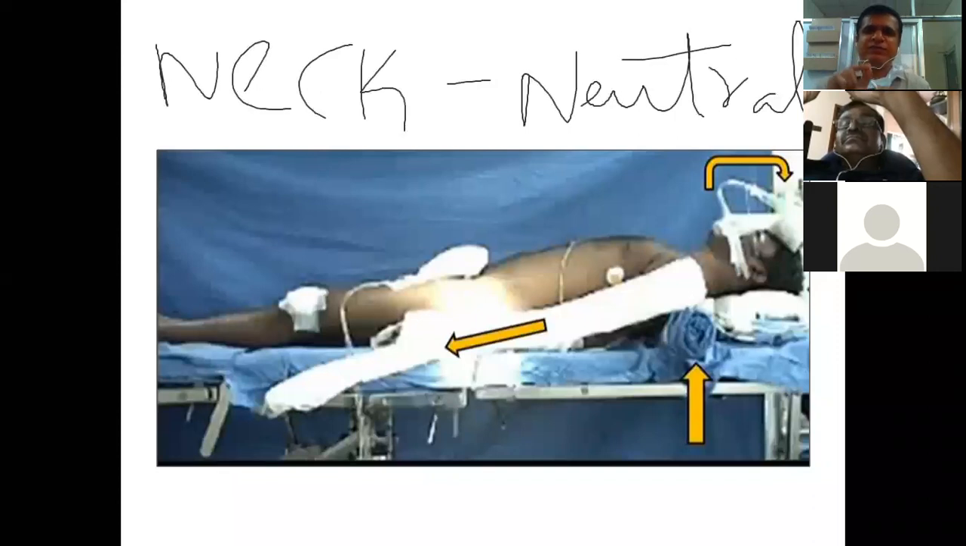The main aim is that we have to keep the posterior part of the disc space also open so that it is easier to take out the last part of the disc. Okay, these are the tips for positioning the patient.